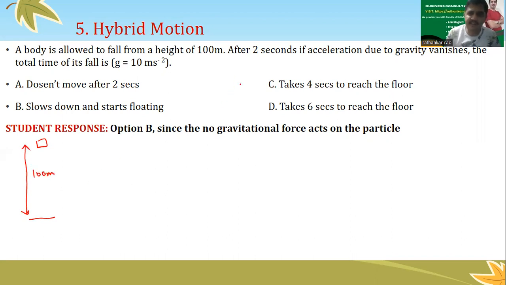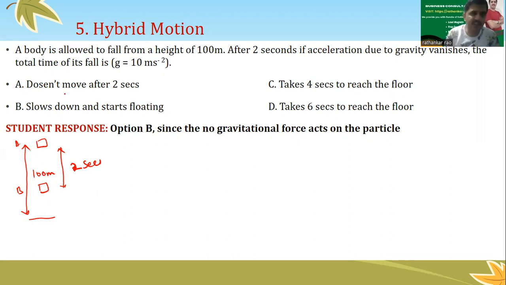After 2 seconds, its acceleration due to gravity vanishes. Now this is coming down, maybe at a certain height. Okay, the time taken by the body to reach this height. Let us say this is point A, this is point B. It has taken 2 seconds. Then the gravity vanishes, which means there's no gravity after this.